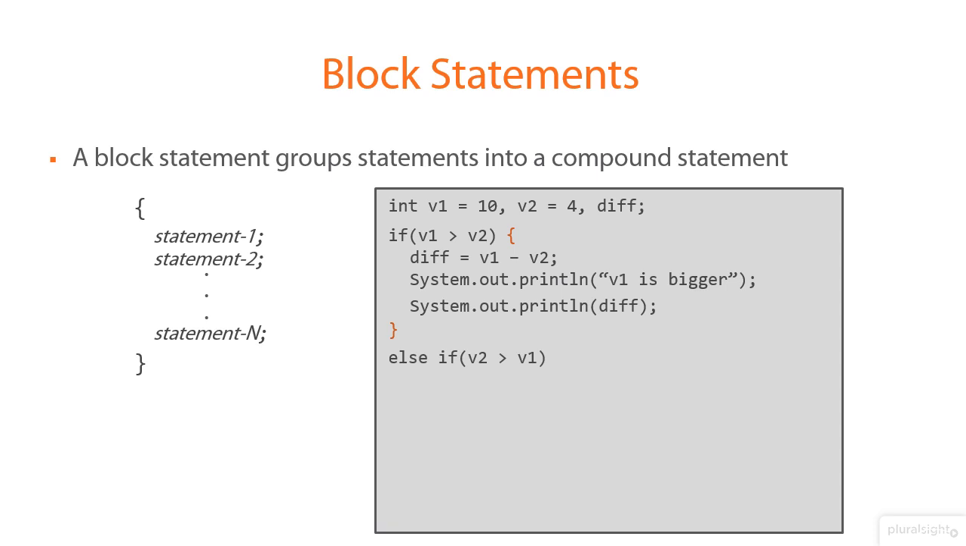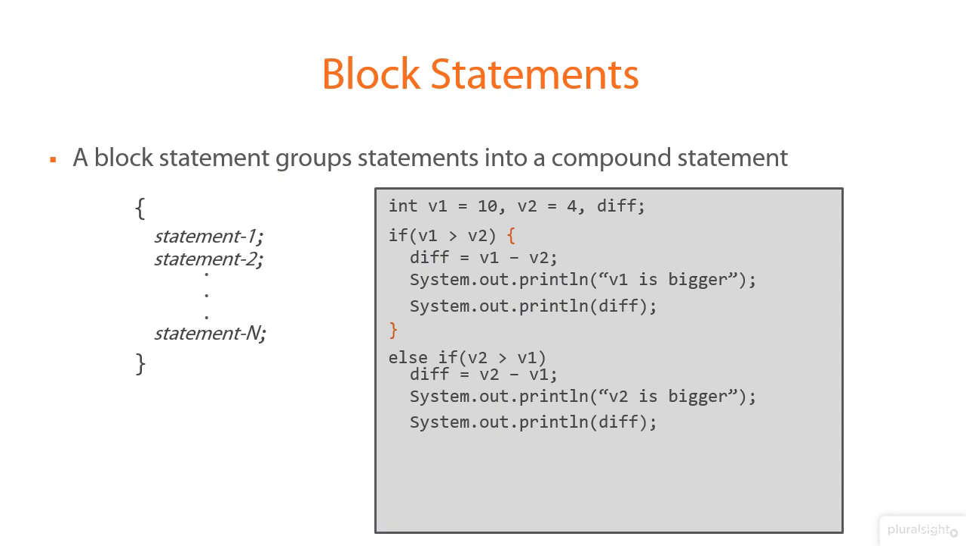Similarly, I can do that with an else if. So I've got else if v2 greater than v1. Although, by the way, I have my code indented, it looks like all three of these statements, the diff assignment and the two printouts, are tied to that v2 greater than v1. Currently, only the diff assignment is tied to the condition. Again, I need to put an open bracket and a closed bracket to bring those into a block statement.